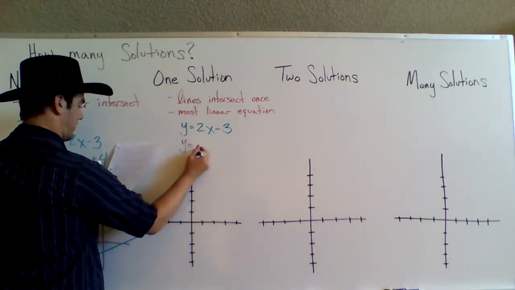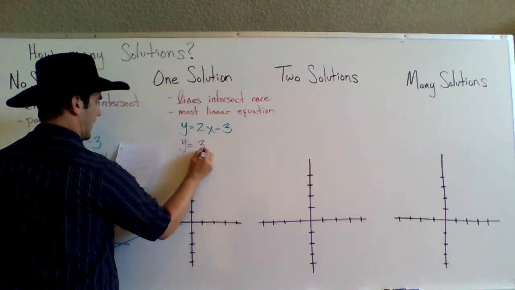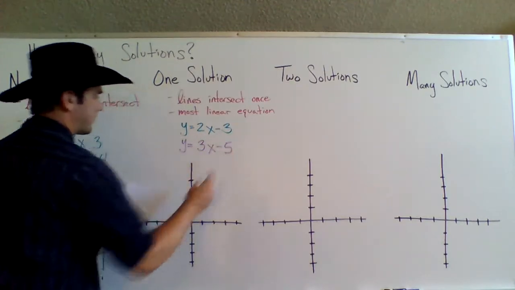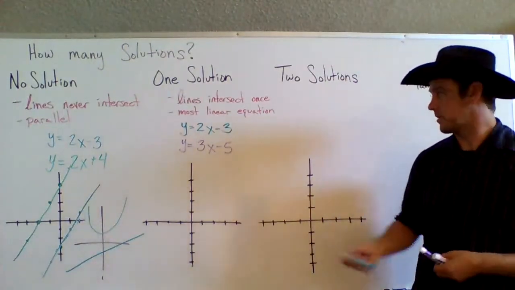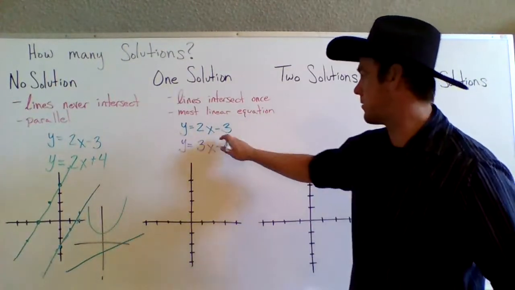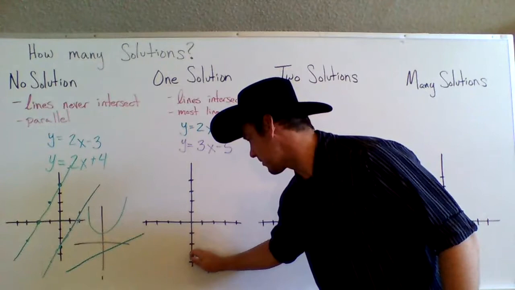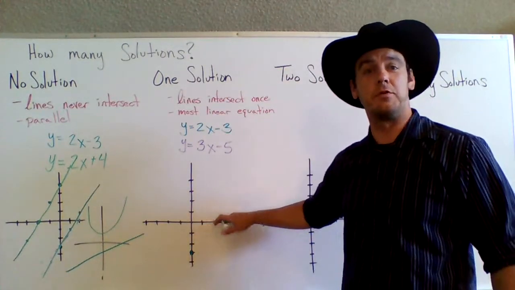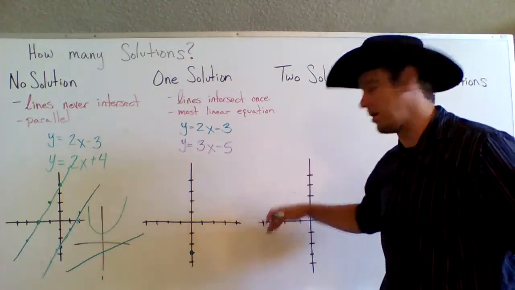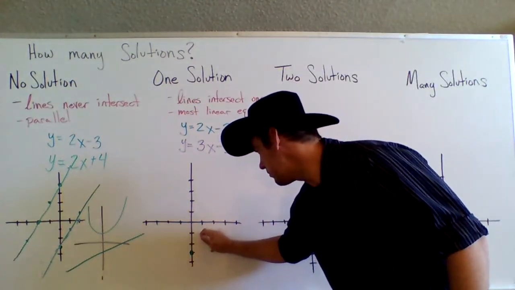Y equals 3x minus 5. All right, so we're going to graph these two and see what we got here. So this big blue one has a y-intercept of negative 3. My slope here is 2, so I'm going to go up 2 over 1 to the right, up 2 over 1.